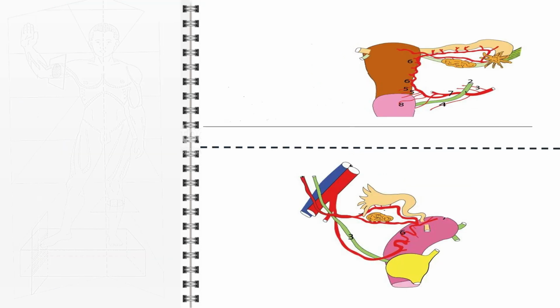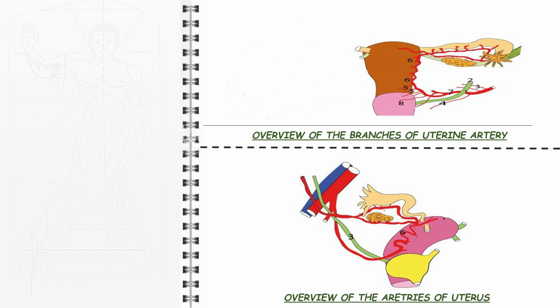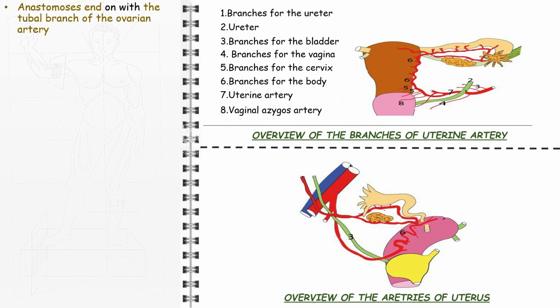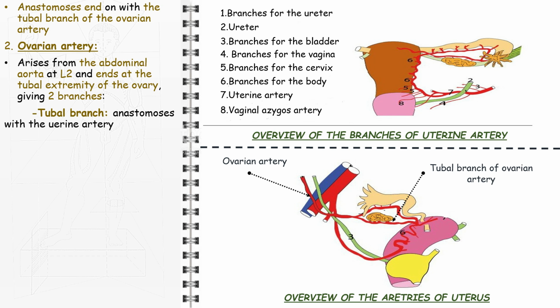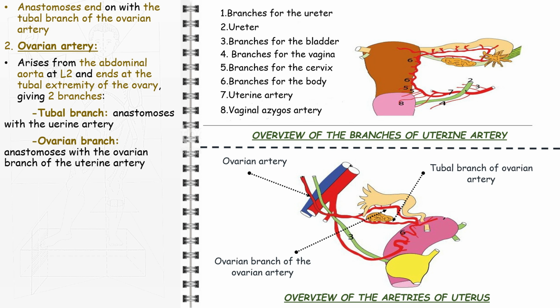It anastomoses with the ovarian artery through its ovarian and tubal branches, the inferior epigastric artery through the round ligament artery, and between the right and left arteries and the cervical and corporeal branches. The ovarian artery arises from the abdominal aorta at L2 and ends at the tubal extremity of the ovary, giving 2 branches. The tubal branch anastomoses with the uterine artery, and the ovarian branch anastomoses with the ovarian branch of the uterine artery. The round ligament artery is provided from the inferior epigastric artery.